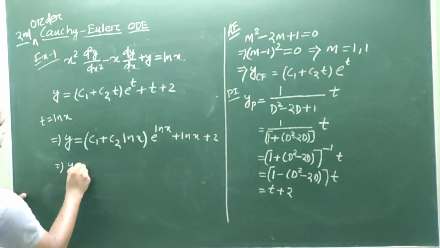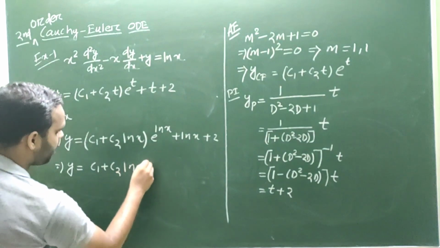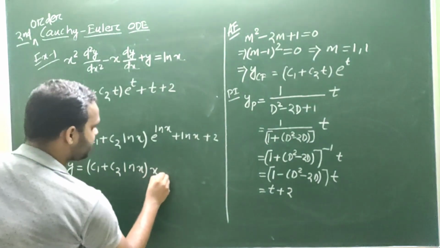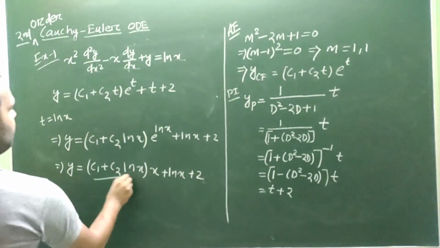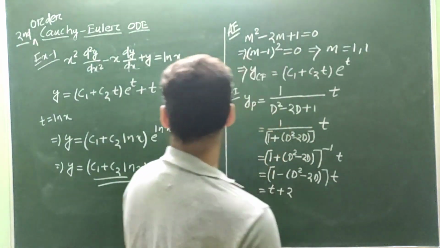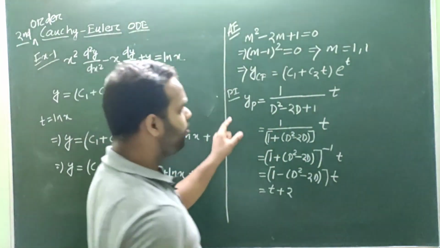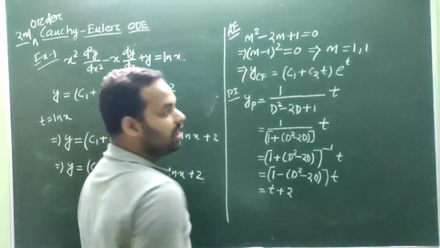So the final answer is C1 plus C2 log x into x plus log x plus 2. This is the final answer. See, this is very simple, but just simple mathematics. You have to be strong in doing all the steps here, right?